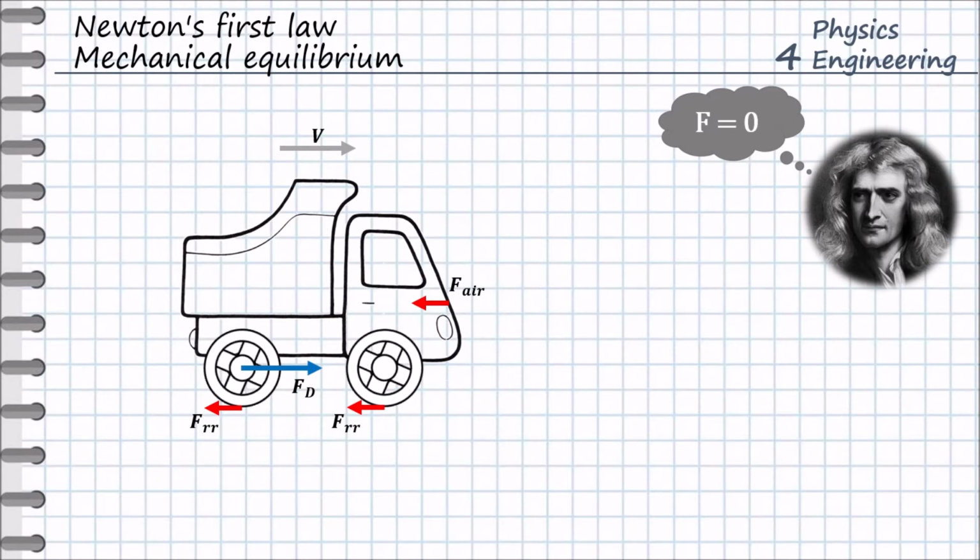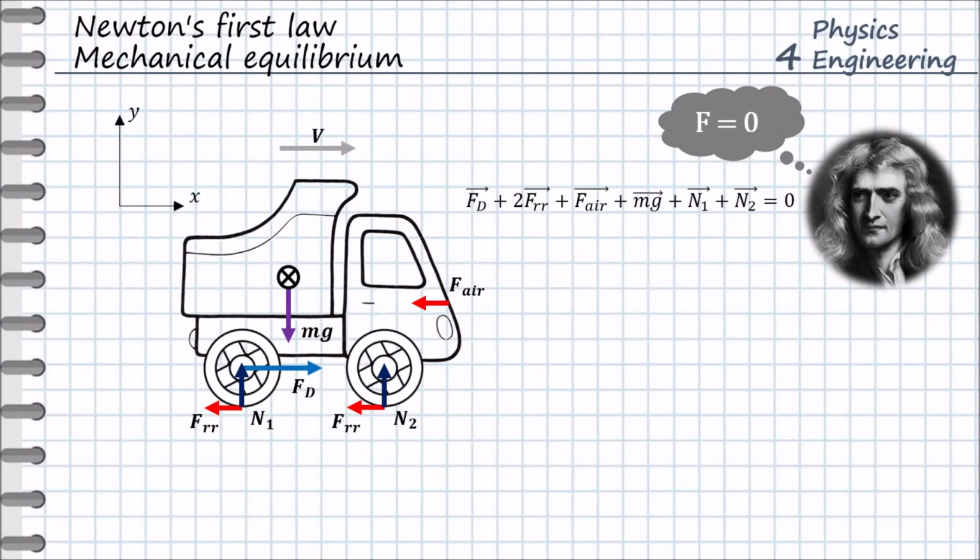We also add the forces acting in the vertical direction. These are the gravity force and the reaction forces acting on the tire wheels. And Newton says, since the vehicle moves with the constant velocity, then the resultant force acting on the vehicle is equal to 0. This is the driving force, two forces of the rolling resistance, the air resistance, the gravity force, and two reaction forces on the tire wheels.